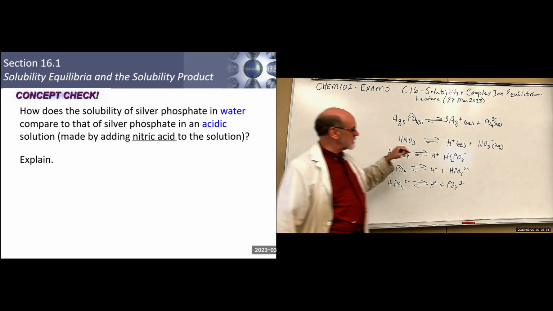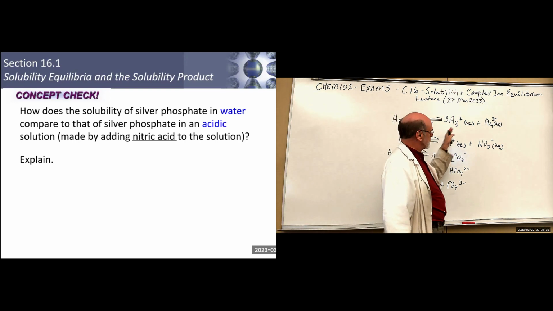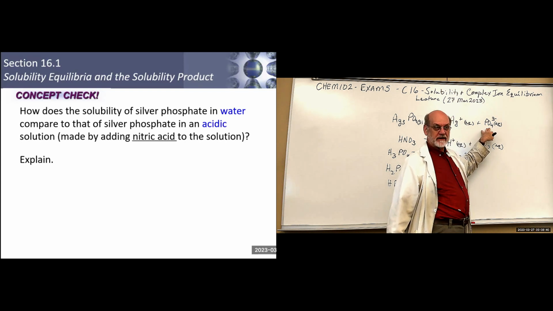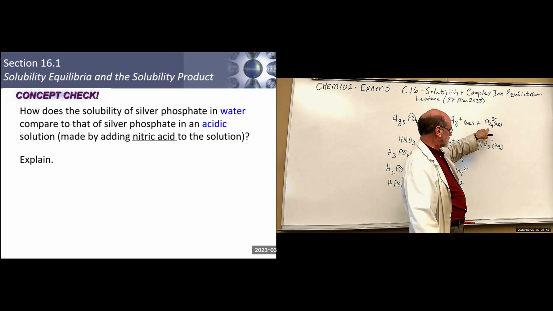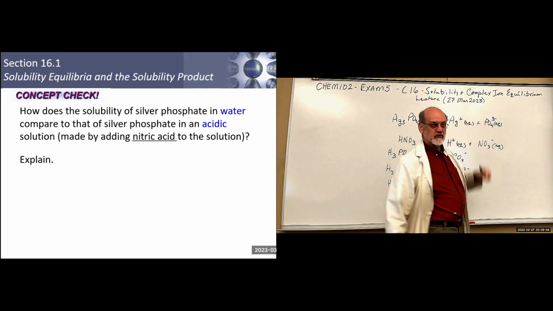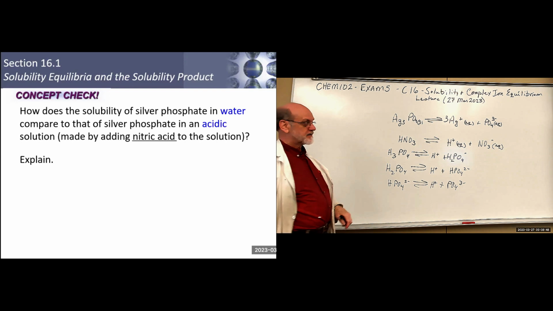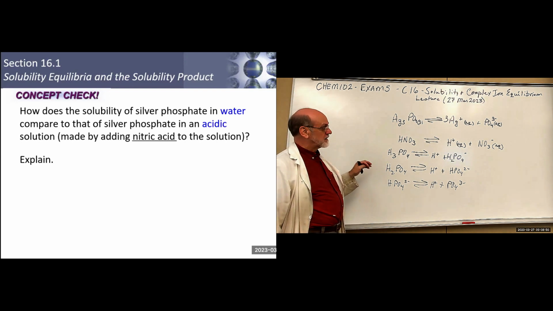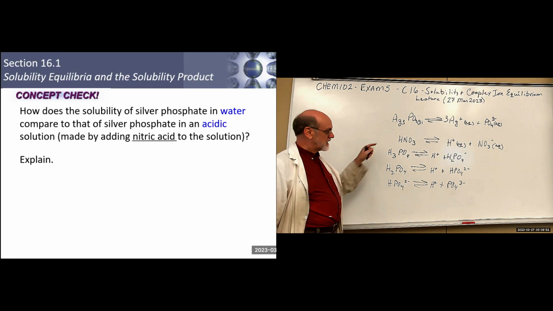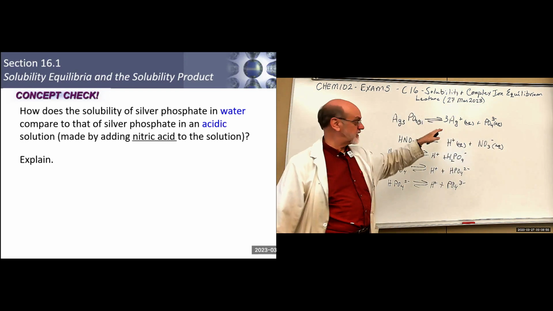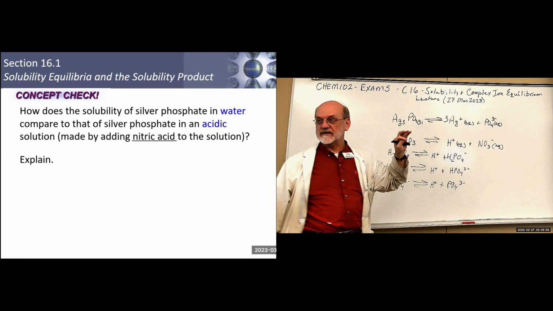And then that's going to latch onto hydrogens, come out here. Right? So what you're doing is, with this hydrogen, you're depleting this side of the reaction very effectively. And that draws the equilibrium in that direction and solubilizes the silver phosphate. So an acidic solution, a nitric acid, will solubilize more silver phosphate.